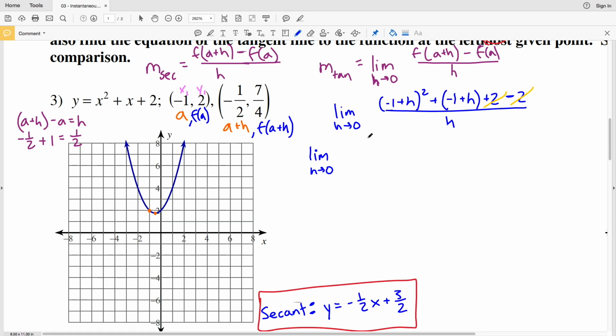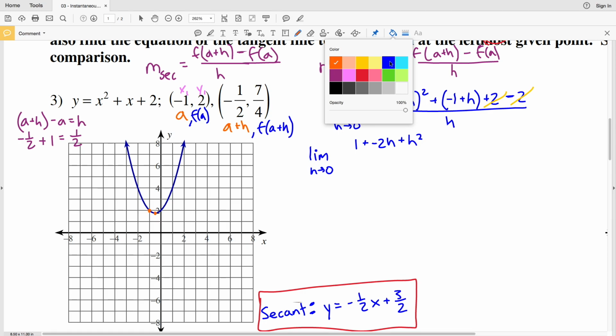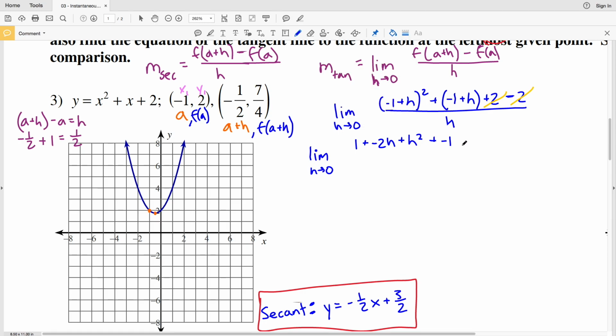Negative 1 times negative 1 is a positive 1, plus negative 1 times h plus negative 1 times h is going to be negative 2 times h, and I'm going to be adding that to h times h, which is h squared. So again, what I just did, I did negative 1 plus h times negative 1 plus h, and then FOILed that out. First, outside, inside, last. So if you need to write that out, feel free to do so. Then I'm going to add a negative 1 and add h. And this is all over h.